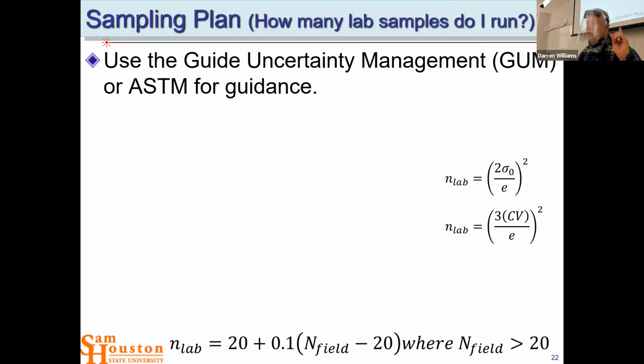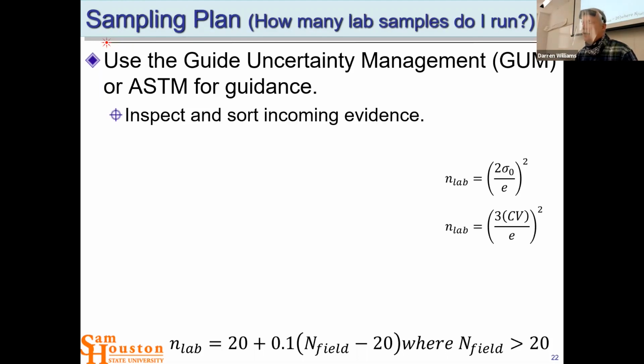There's also a whole thing called the Guide to the Expression of Uncertainty in Measurement, or GUM. I'll have to check Blackboard, but I have an older version of it uploaded for you to peruse. Or you could look at the ASTM for guidance. There's a lot of guidance in terms of how many lab samples you take.